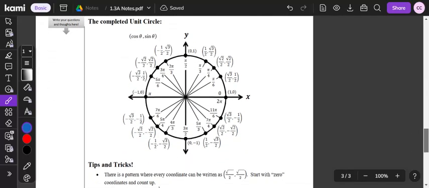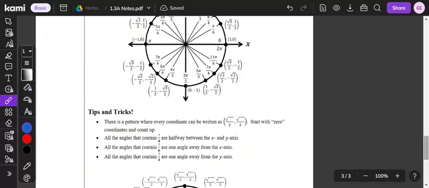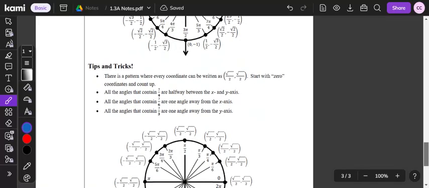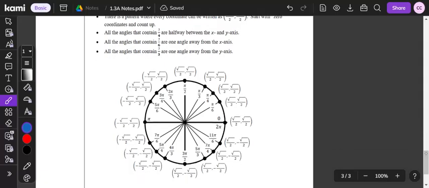Okay, now I'm going to end the lesson here. What I want you guys to do is look at this final page of your notes, all right? It's got some tips and tricks on it, so that if you have struggled to memorize the unit circle, here's some patterns to help you out. I want you to just look over those, maybe fill this one out using the patterns that they tell you. But that's it for this lesson.